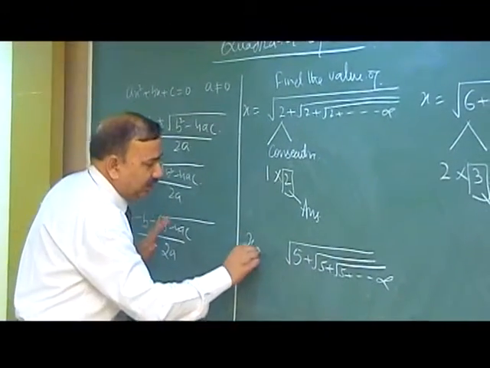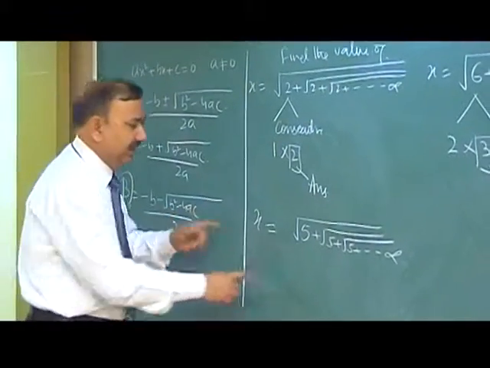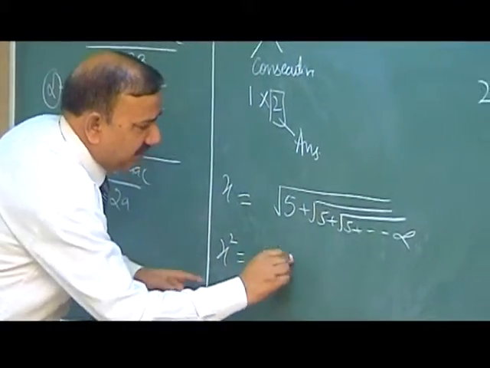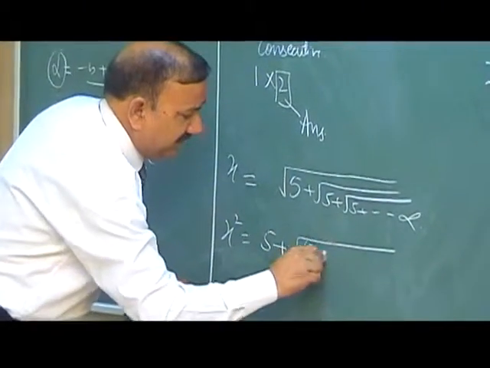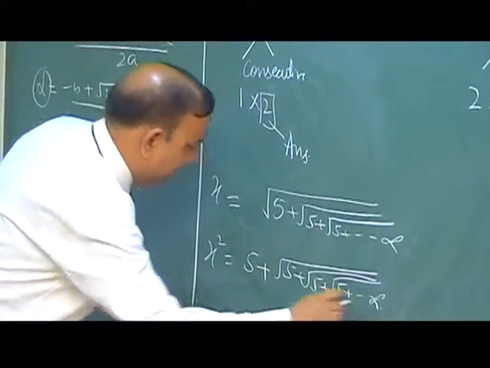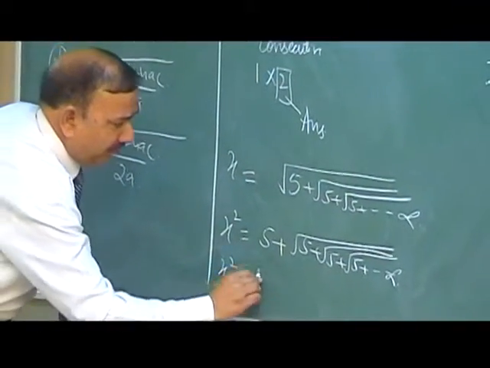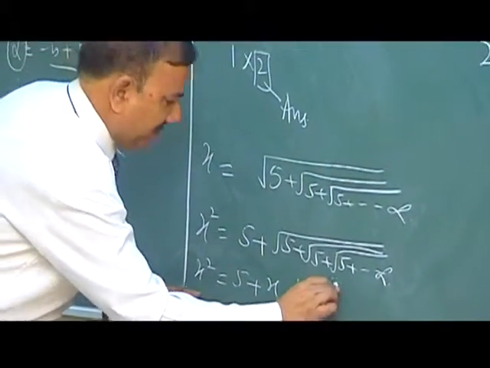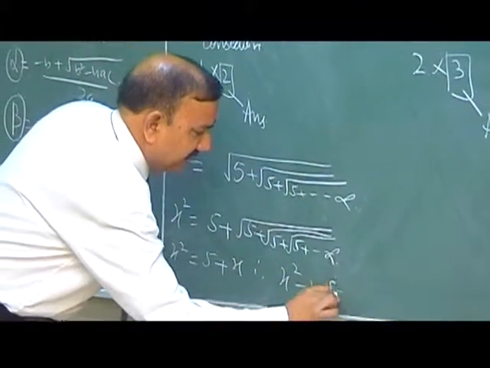We convert this into a quadratic equation. How is that? Squaring both sides, it becomes x square is equal to 5 plus under root 5 plus under root 5 plus under root 5 up to infinity. So finally it becomes x square is equal to 5 plus x. Therefore the final quadratic equation is x square minus x minus 5.